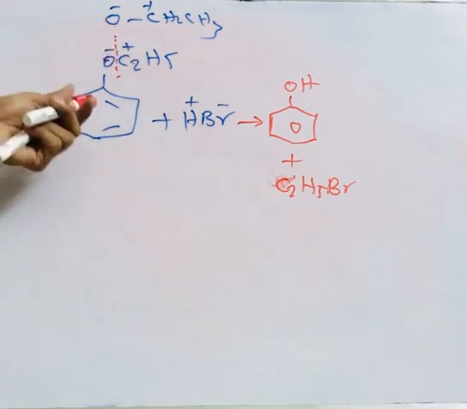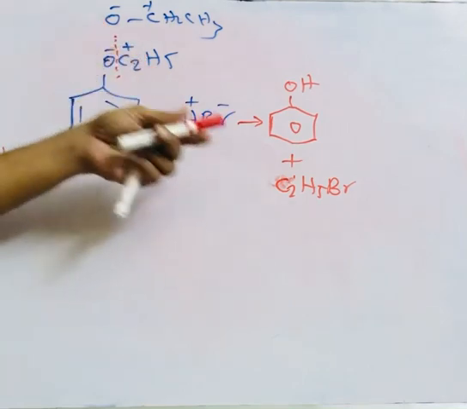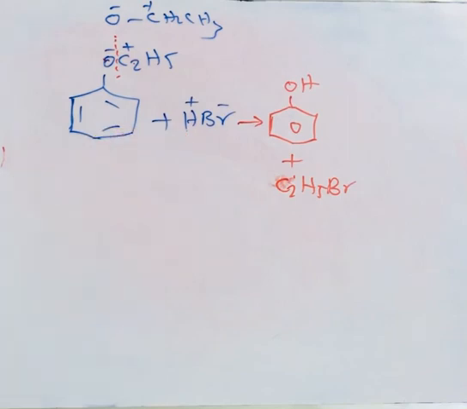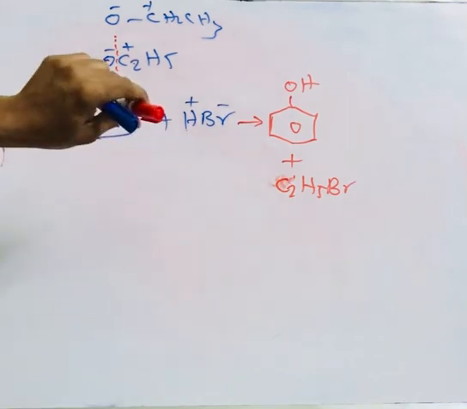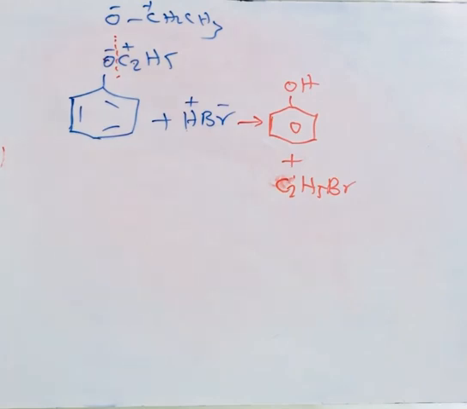So ethoxybenzene, any alkoxybenzene, can be converted into phenols by reacting with HBr. This is the better way to remember this particular reaction.